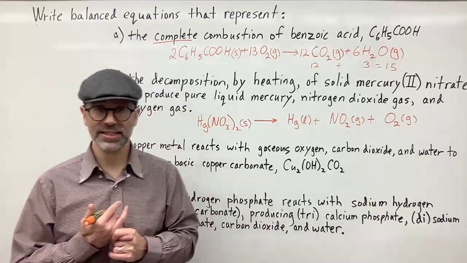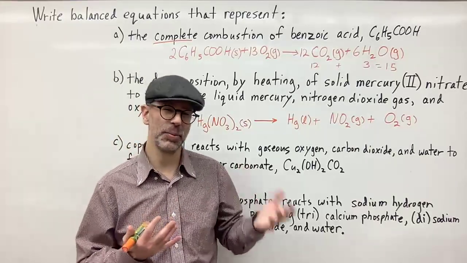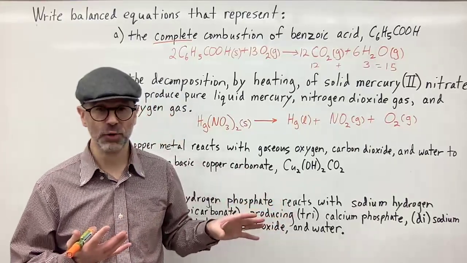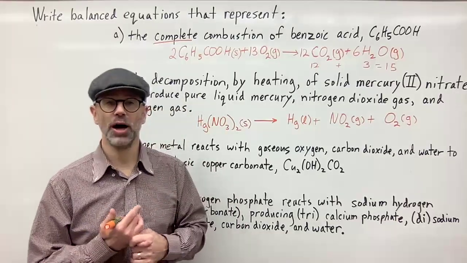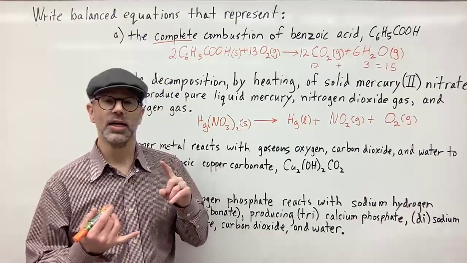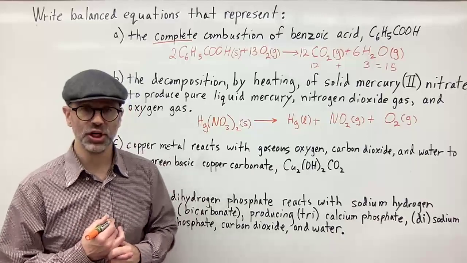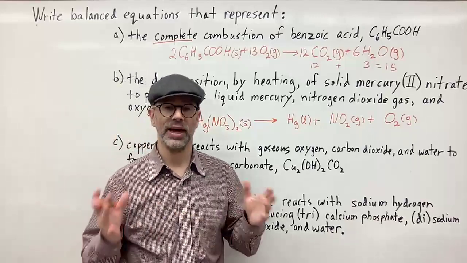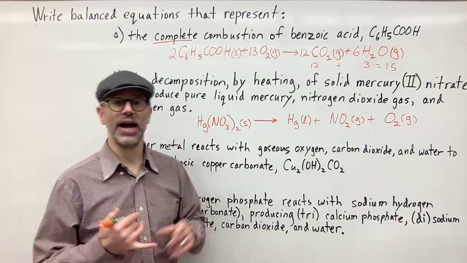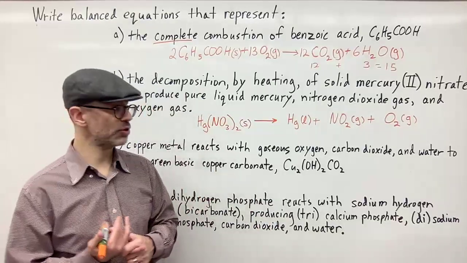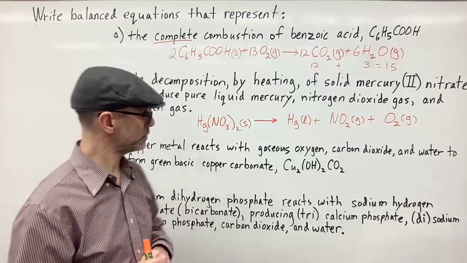Silver only ever has a +1 charge. It does have a +2 charge, but it's very, very rare, so we ignore it. Zinc has a 2+ charge, cadmium has a 2+ charge, and that's it. So you've got to know your nomenclature. You've got to know how to name your compounds so you can translate them to formulas.